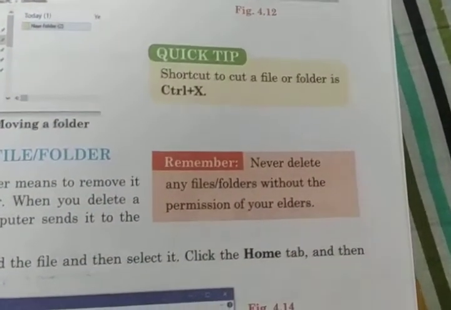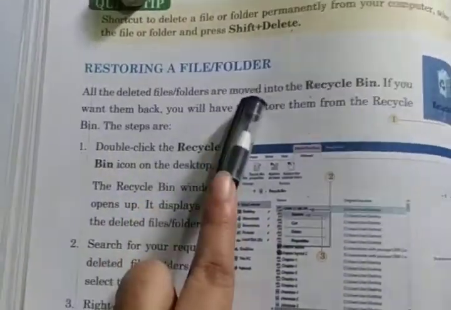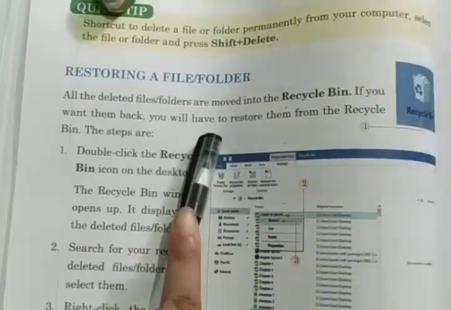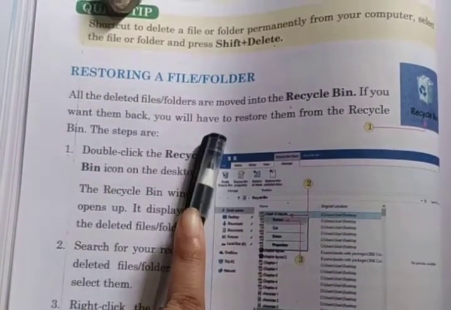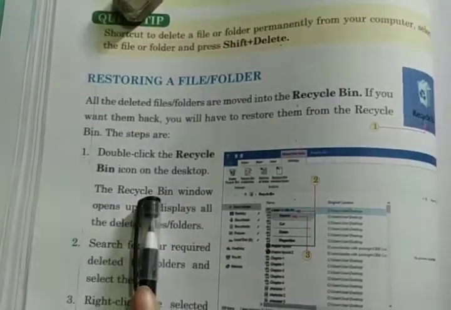Alright? Yes. While you are deleting a file or folder, as I explained, you should never do it without the permission of your elders if you are not authorized. Alright? Restoring a file or a folder that you have deleted and it has gone to the recycle bin. So if you want them back, you have to double click the recycle bin icon on the desktop.